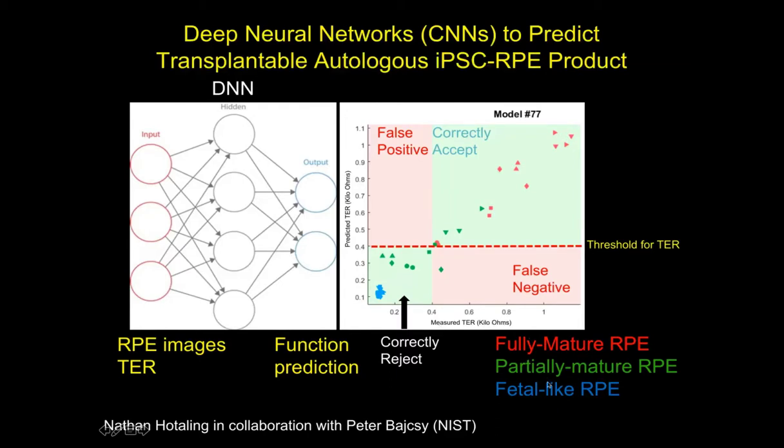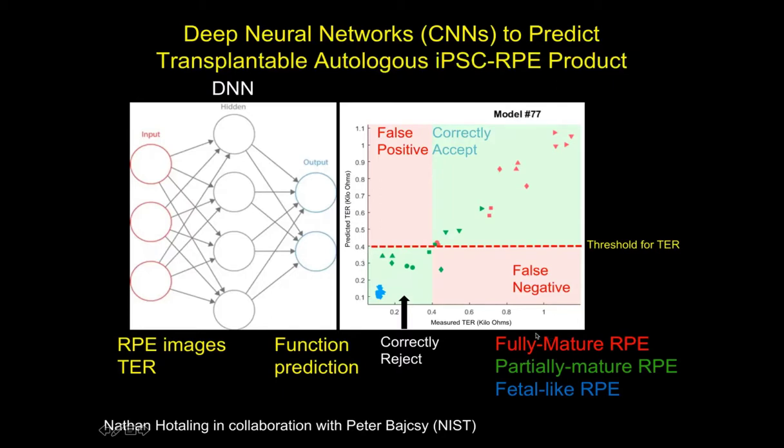Here we're measuring transepithelial resistance of 3 different types of cells. In blue would be cells that are not matured at all. We call them fetal-like. They're chemically kept unmature. In green would be cells that have been partially matured. And in red would be cells that have been fully matured, again, chemically. And our threshold for TER in this case is 400 ohms per square centimeter.